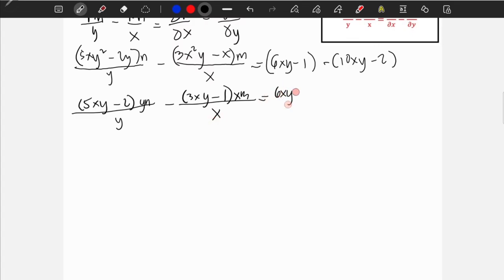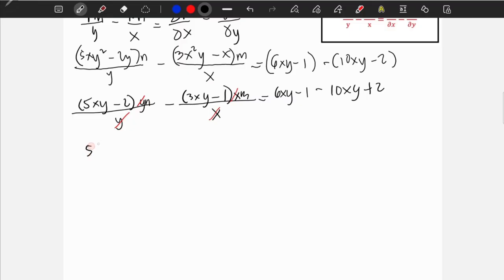Copy 6xy minus 1. Distribute the negative to this expression. So negative times 10xy is negative 10xy. Negative times negative 2 is positive 2. Cancel out y and also x. Then we distribute.